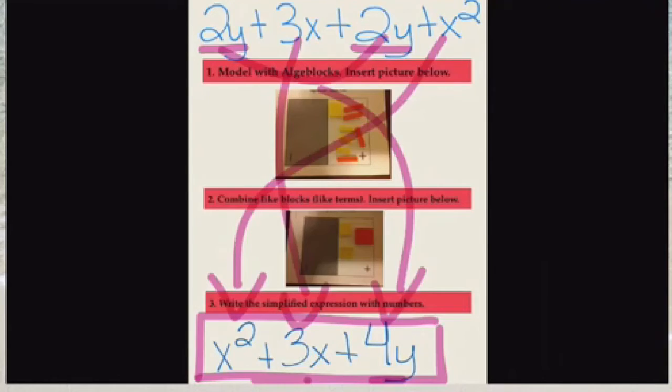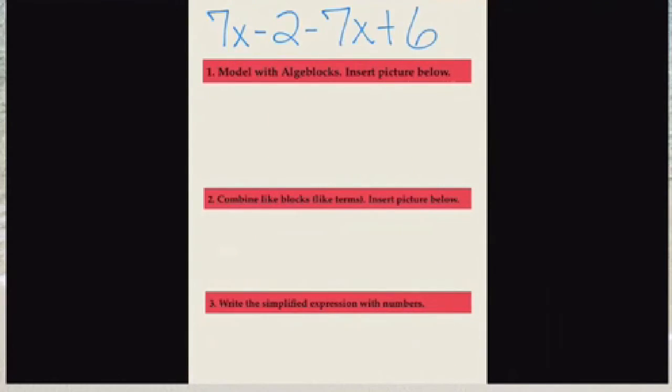All right, I hope you're starting to get the hang of this, but let's try another one. Here we've got 7x minus 2 minus 7x plus 6. All right, let's pull up our camera and get that modeled. So we're going to start again with positive 7x. So I've got 1, 2, 3, 4, 5, 6, 7. Okay, so that's our 7x.